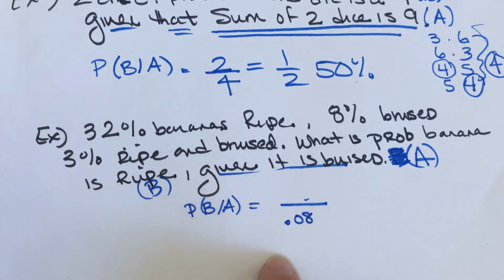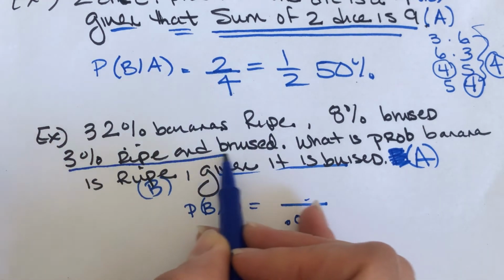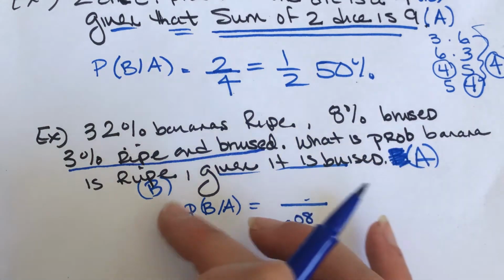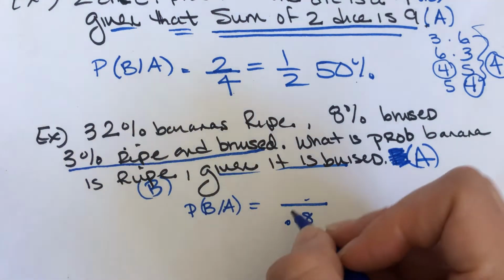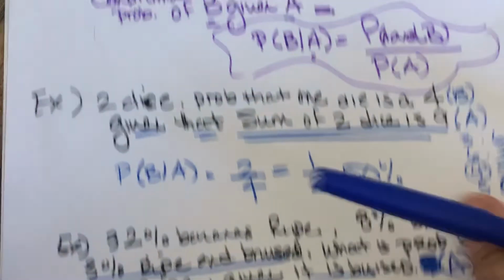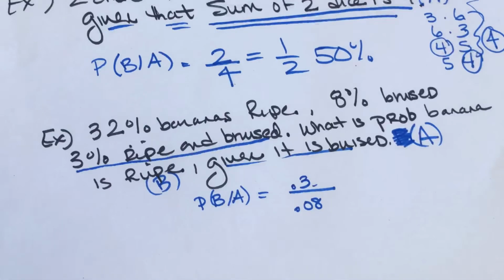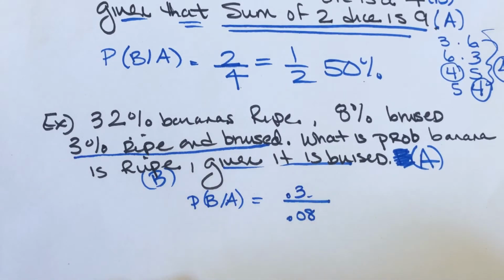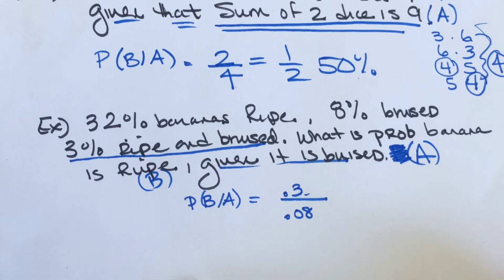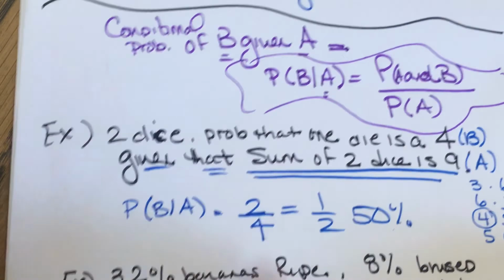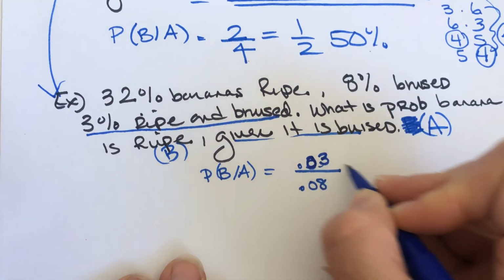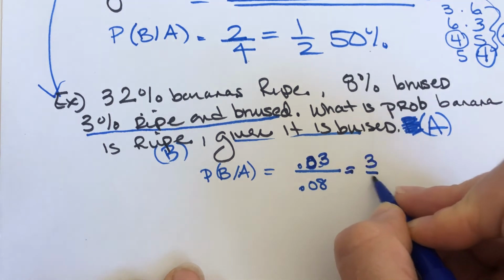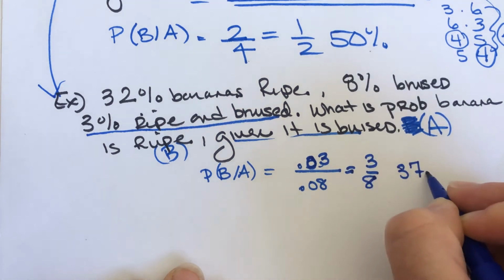Okay, now this one's a little bit different. Of the 8% that are bruised, I want to know how many of them are ripe. Well, you're going to use this number because you're looking for the probability the banana is ripe given it's bruised. These are just ripe. They might not be bruised, but you know that this definitely is, and that's where the "and" comes into play. That's your A and your B, so a perfect example, which is probably why they did this example after they gave you that formula. Not like it matters. But anyway, so 0.03 over 0.08, put that in your calculator, and you get 3 over 8 or 37.5%.